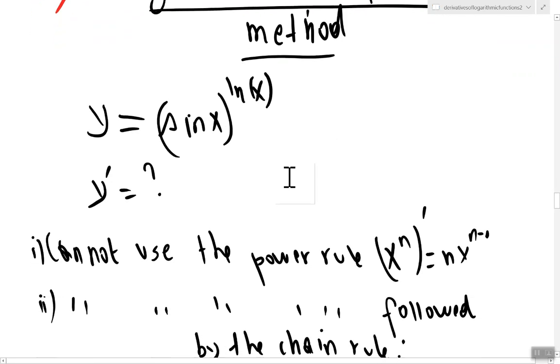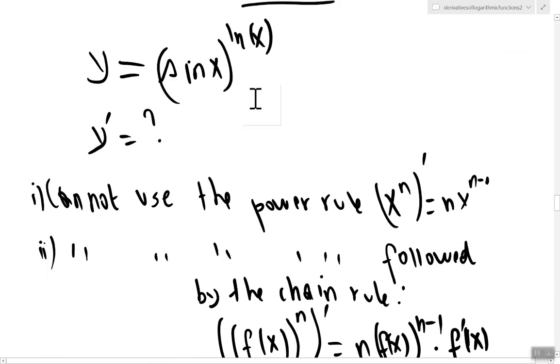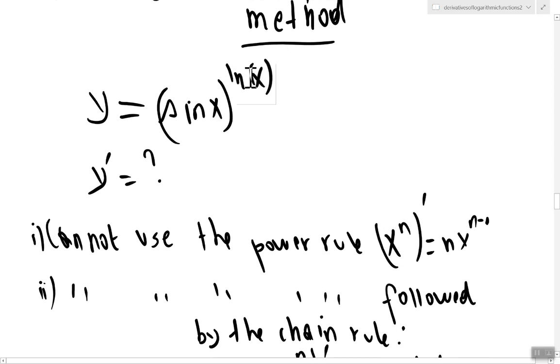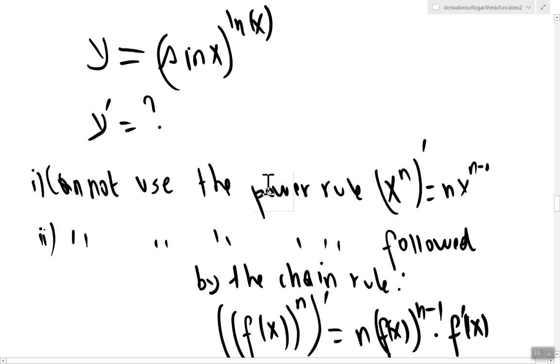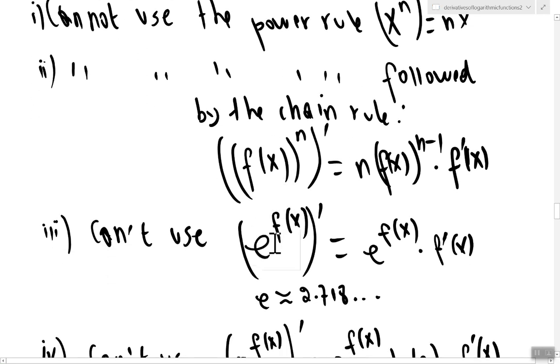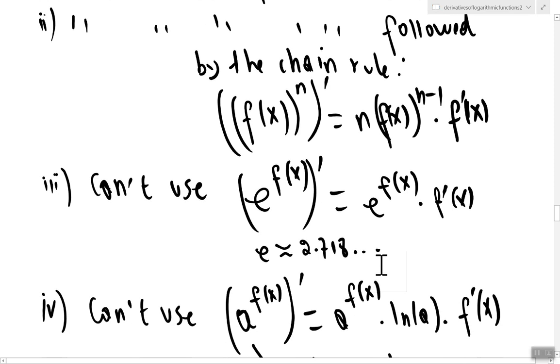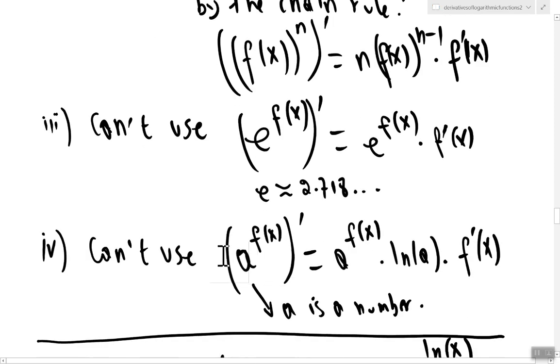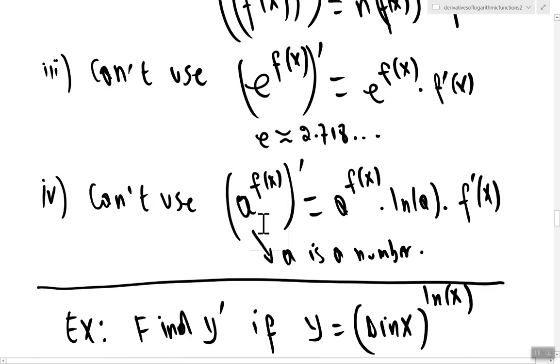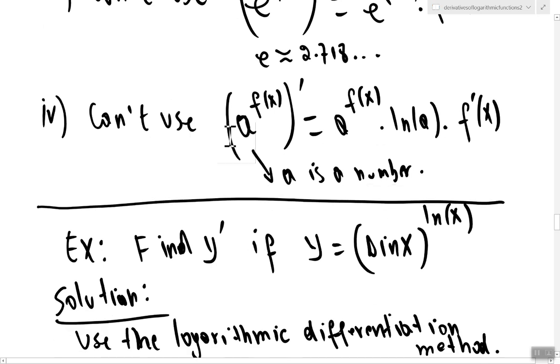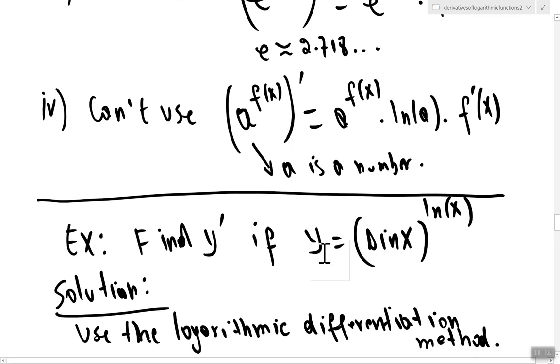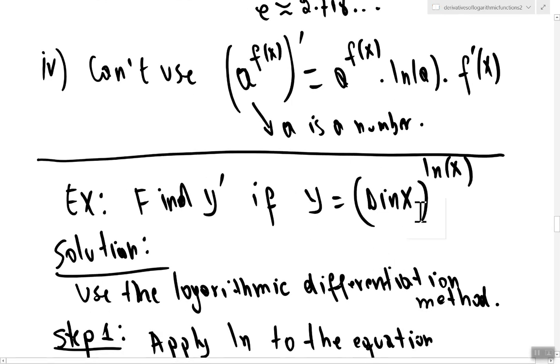What's the derivative? Okay. So we cannot use the power rule because this power is not a number. The power is a function. We cannot use e to f of x because there's no e. We cannot use a to f of x because a is a number, and we don't have a number there. So none of the stuff we did, we may not be able to use as it is. So we needed to figure out a way to take the derivative of y equals sine of x raised to ln of x.